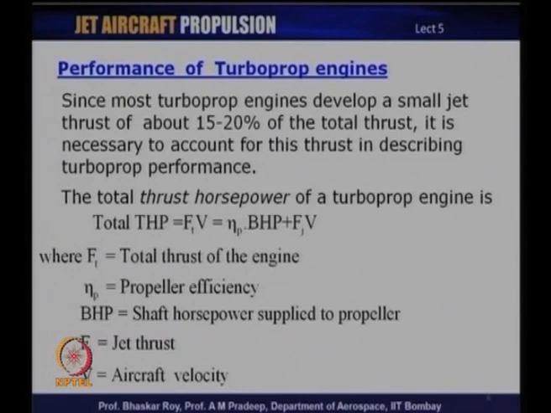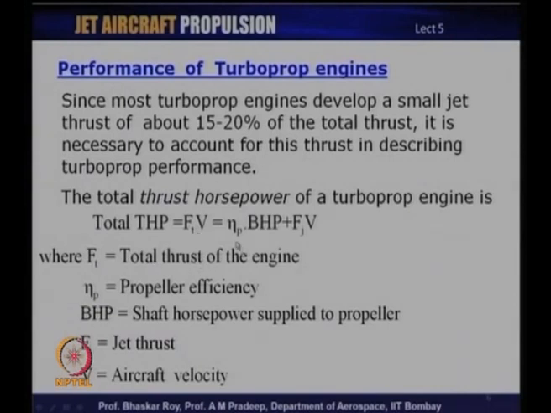Let us look at how the turboprop engine performance can be estimated. As I mentioned, 15 to 20% of the total thrust can be created by the jet engine. So, hence you have two components of thrust here, one by the propeller, one by simple jet thrust. The total thrust can be written down, let us say, as F_t, and then the thrust horsepower can be measured in terms of F_t times V, V being the velocity of the aircraft flight.